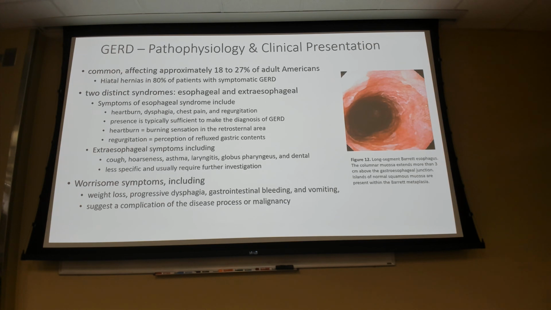But we have two different syndromes with this. We have esophageal and extraesophageal. So esophageal's the more common one, and that's typically you have your heartburn, dysphagia, chest pain. They may complain of regurgitation symptoms. Sometimes they feel like something's refluxing into their esophagus. What should concern you guys is if they have extraesophageal symptoms. They have a cough, hoarseness. They might complain of less specific features of it. Sometimes people will complain of weight loss with it. That should concern you guys. Any progressive dysphagia, GI bleeding. And then we're going to talk about what we do for these folks.